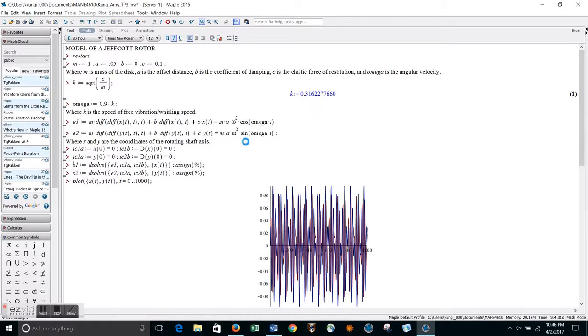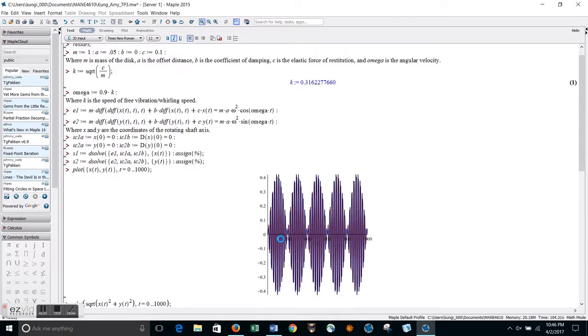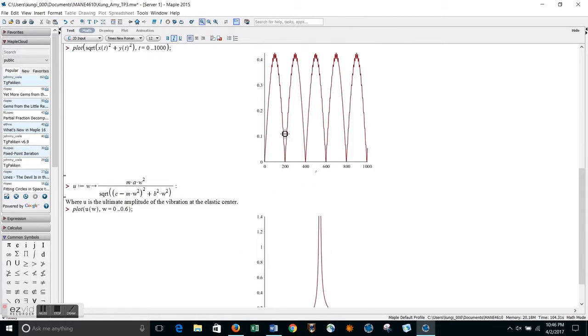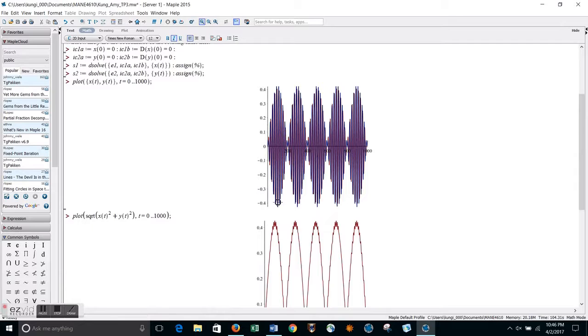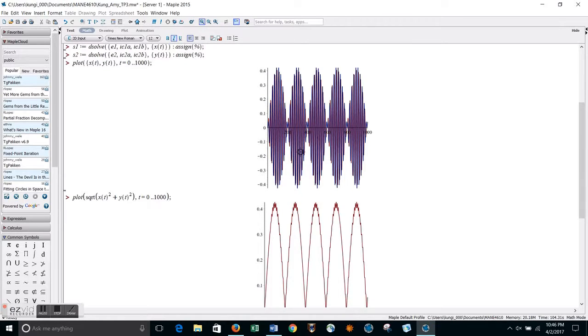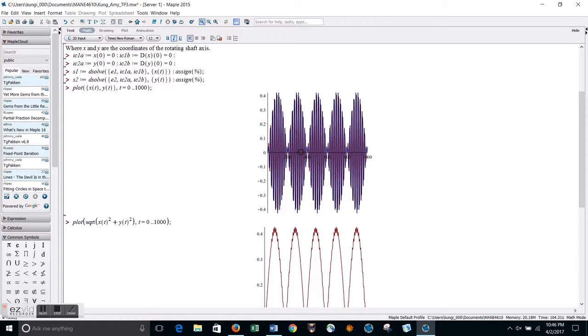you start to see something a little more interesting, right? The displacement has gotten much larger than it was previously, and you see this beating phenomenon also, which is said to occur as the forcing vibration approaches this whirling speed.